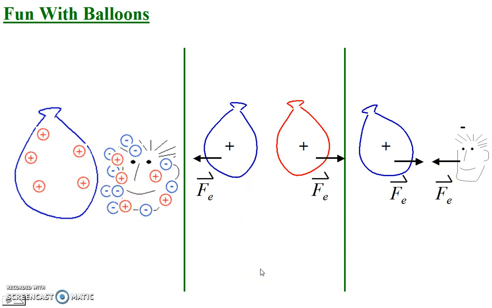That's a very interesting idea, but I'm not lying to you. When we rub the balloons on our heads, electrons really did go the other way. Electrons really did go from the head onto the balloon. So how do we know it goes that way?